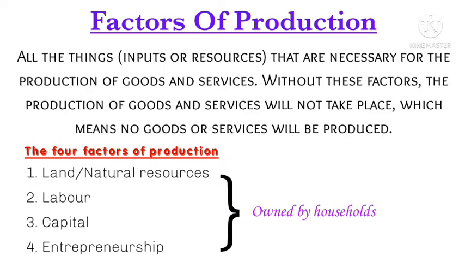There are four factors of production, which are land, labor, capital, and entrepreneurship. Before getting into these factors of production, it is important to know who owns these factors of production. Households are the owners of the factors of production.